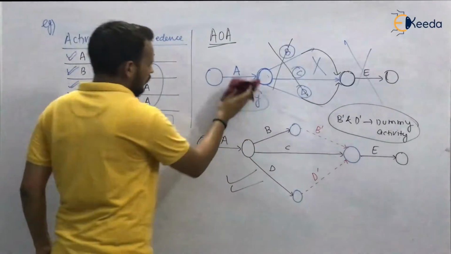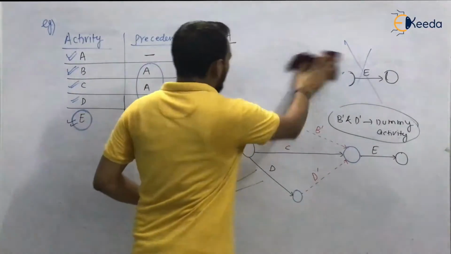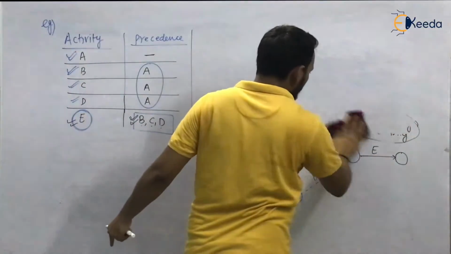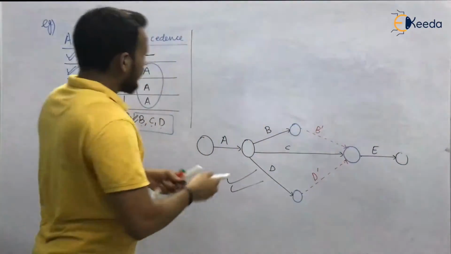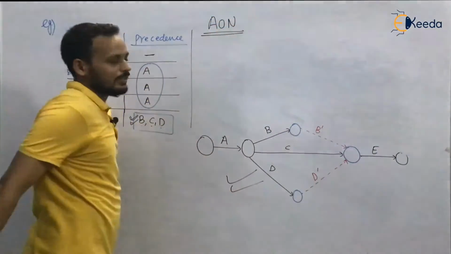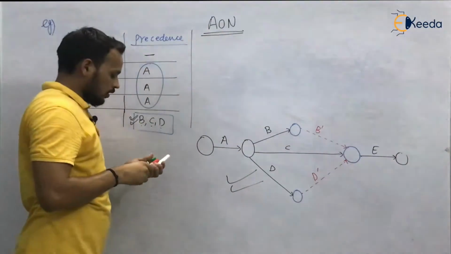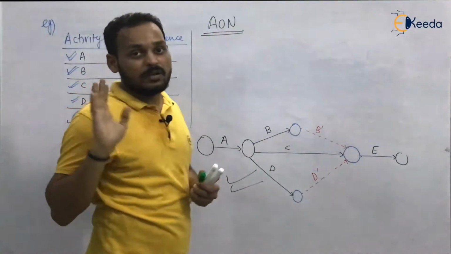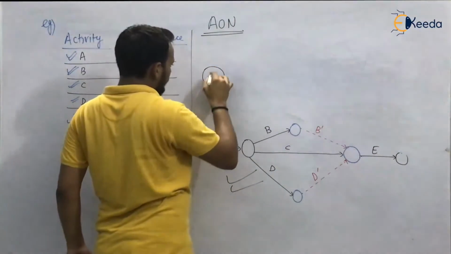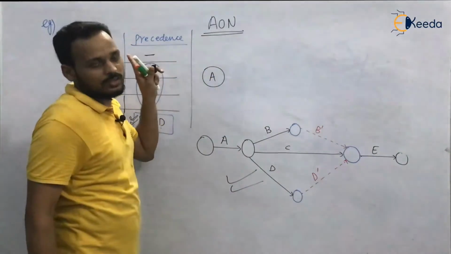Now if someone says draw the same network diagram, this given example, using activity on node, we can also draw the network diagram using activity on node, and it will become much simpler. So I am drawing a circle. Activity should be present on the node.